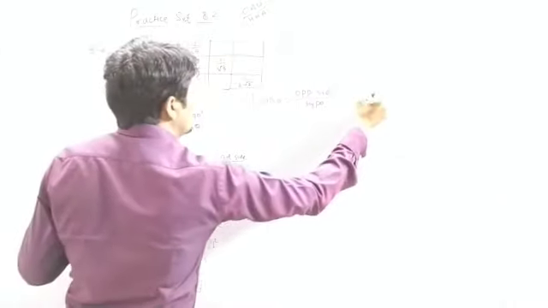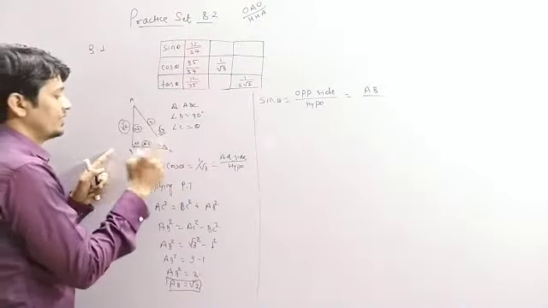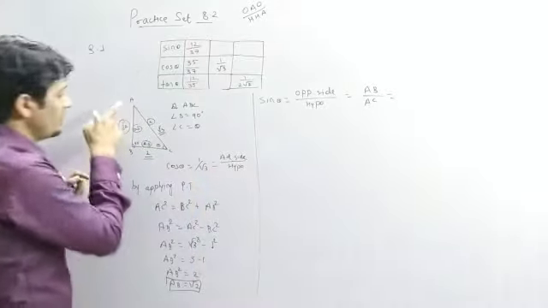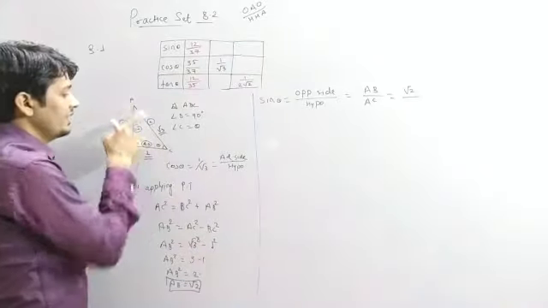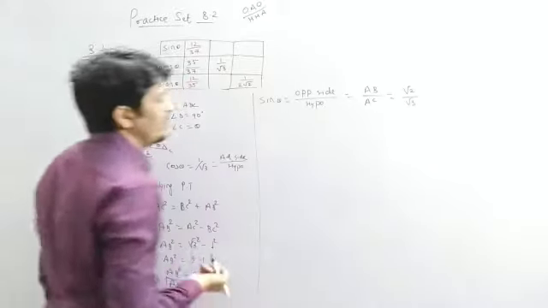So we have to write AB divided by hypotenuse, which is AC. So what is AB? AB is root 2. So we have to write root 2 divided by AC, which is root 3. So root 2 divided by root 3 will be the answer.